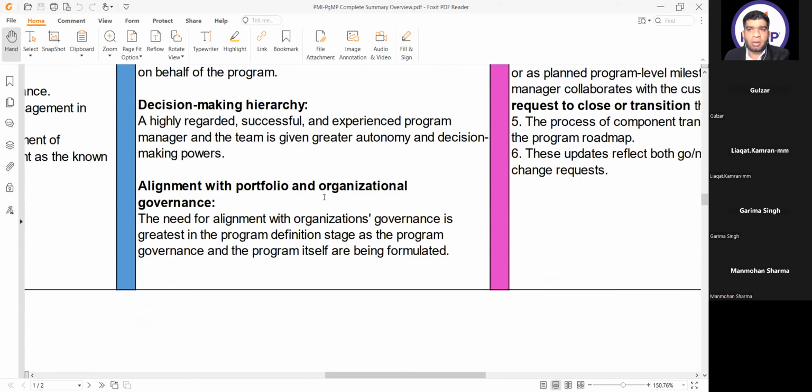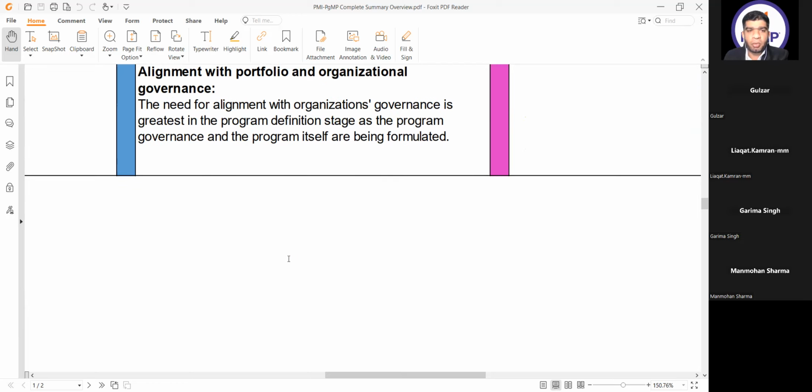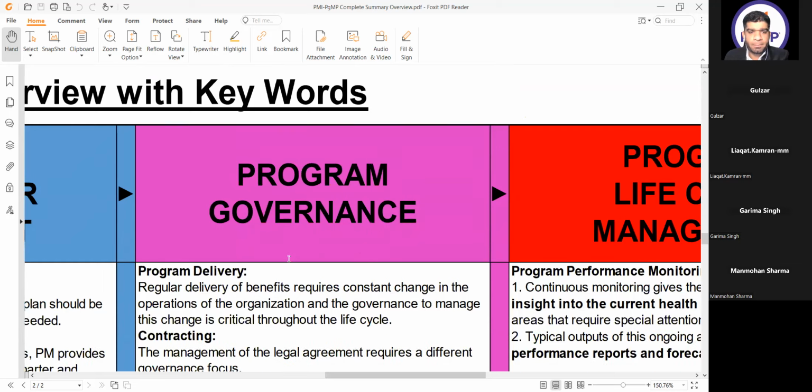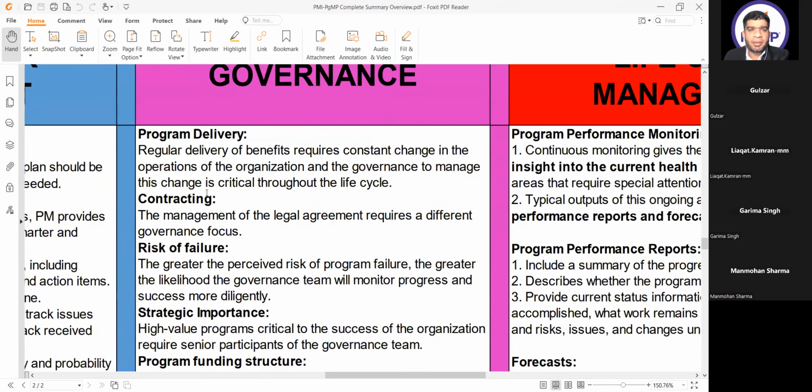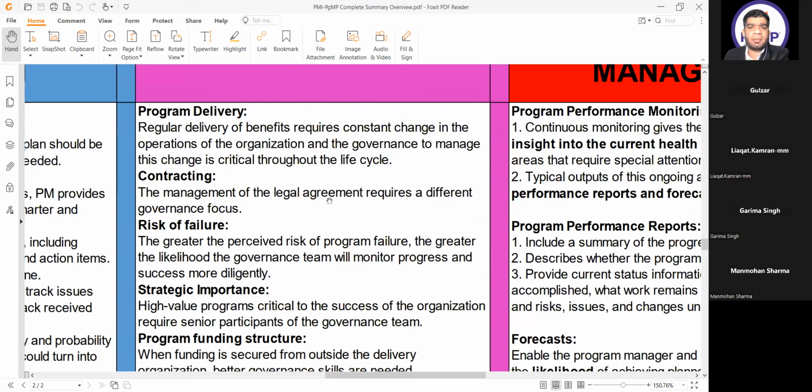Alignment with portfolio and organizational governance. The need for alignment with the organization's governance is greatest in the program definition stage, as the program governance and the program itself are being formulated. Program delivery. Regular delivery of benefits requires constant change in the operations of the organization, and the governance to manage this change is critical throughout the program lifecycle. Contracting. The management of the legal agreements requires a different governance focus.